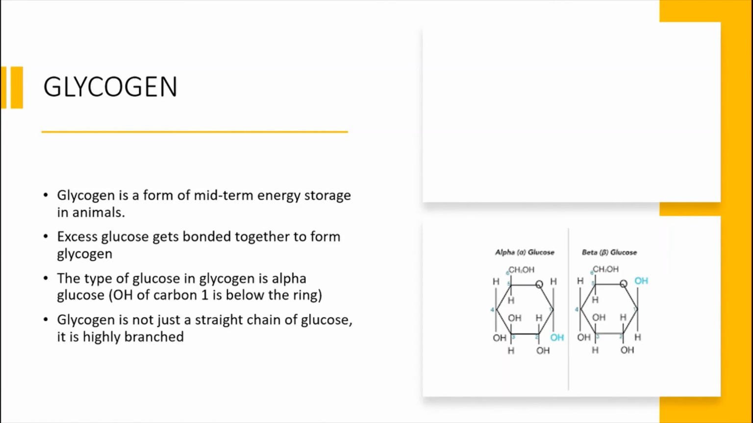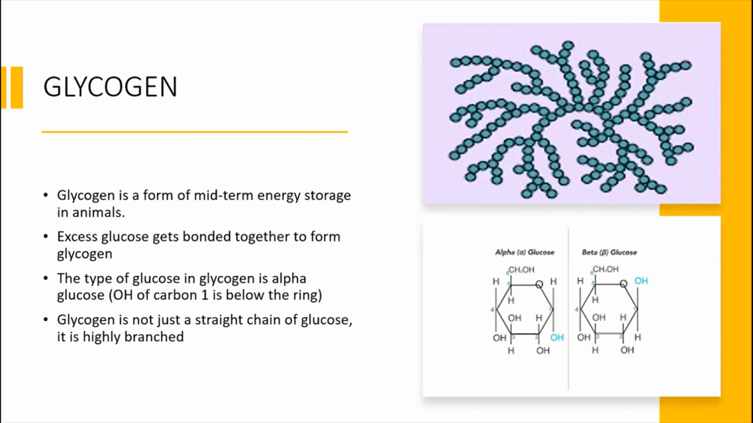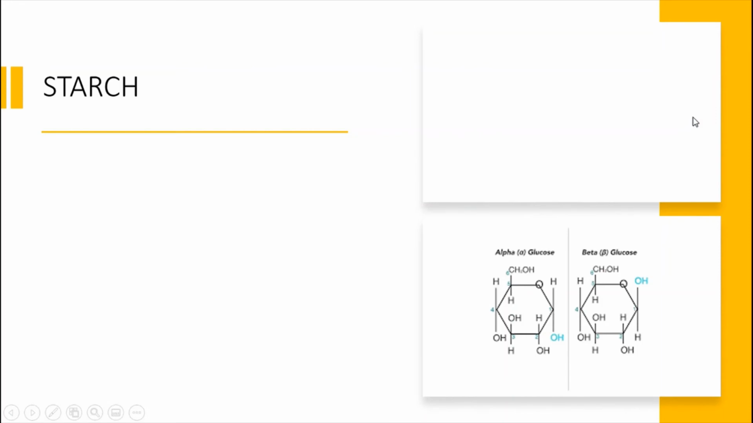Now glycogen is not just a straight chain of glucose, rather it is a highly branched structure. So this is an example of glycogen here, and we can see that it's very branched. It's not just a straight chain. Let's have a look at starch.